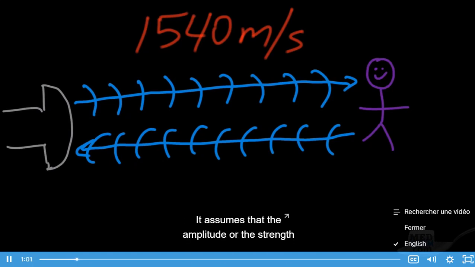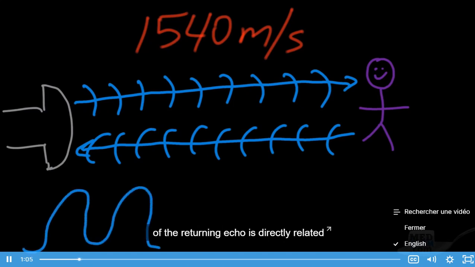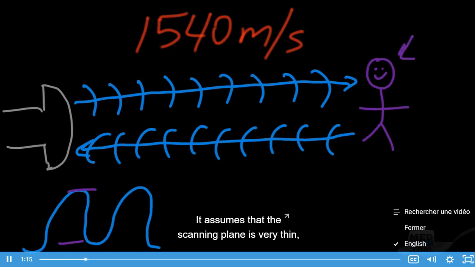It assumes that the amplitude or the strength of the returning echo is directly related to our patient's tissue characteristics and not something else. It assumes that the scanning plane is very thin, and it assumes that reflections that come back are only arising from the beam's main axis.